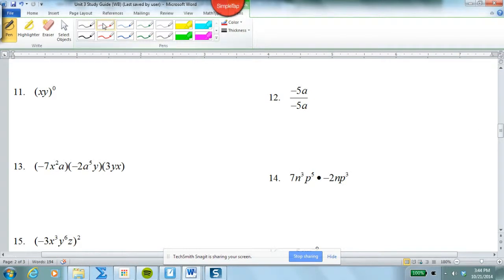Number 11, this one's nice and quick. Anything and everything, doesn't matter what it is, to the 0 power is 1. Done. Anything divided by itself on number 12 is 1.